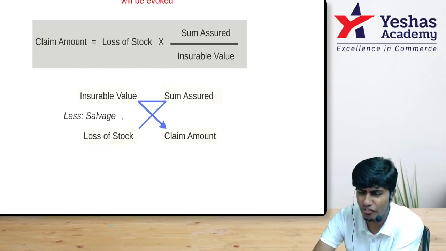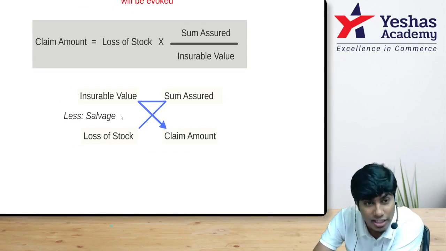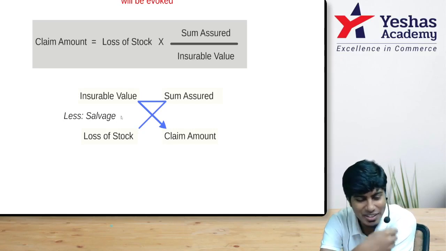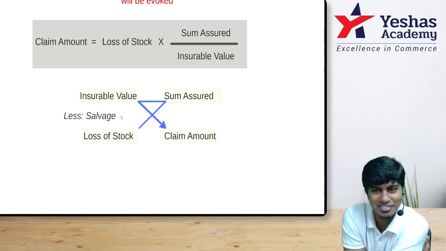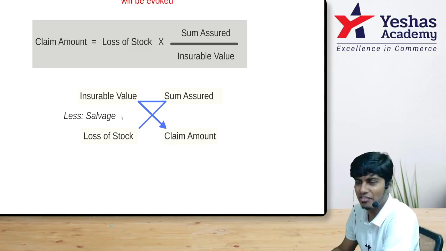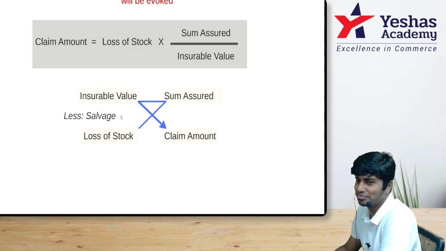Entire stock as on the date of fire can get burnt, but entire stock as on the date of fire need not get burnt. What if you incur firefighting expenses but salvage is zero? Insurable amount is only loss of stock. Insurance company will still pay. They are kind enough. They believe that you put in efforts.